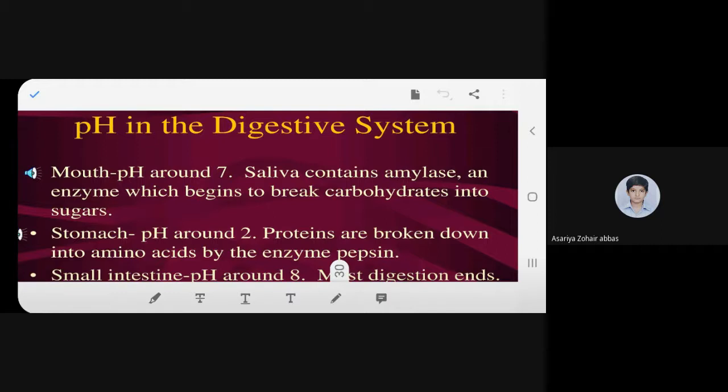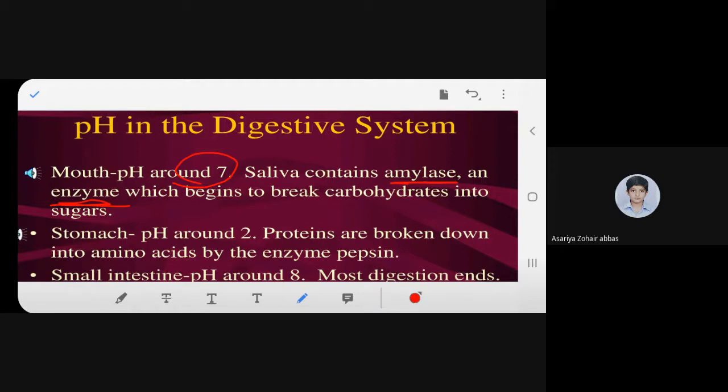Let's start with the mouth. What is the mouth pH? Around 7. It's just neutral. We have saliva, which we call spit. Now this saliva has an enzyme, a chemical known as amylase.